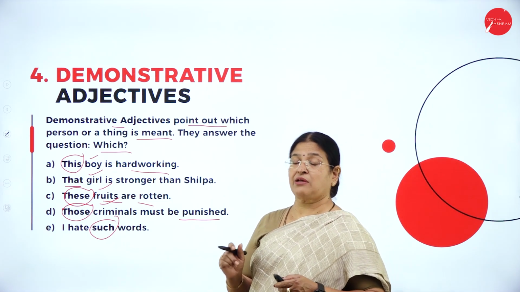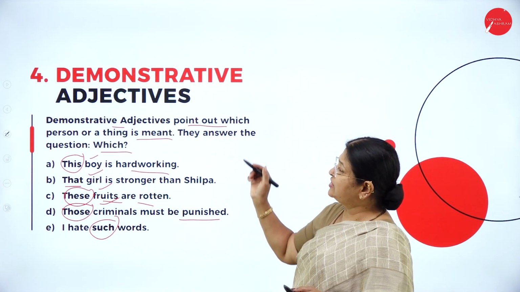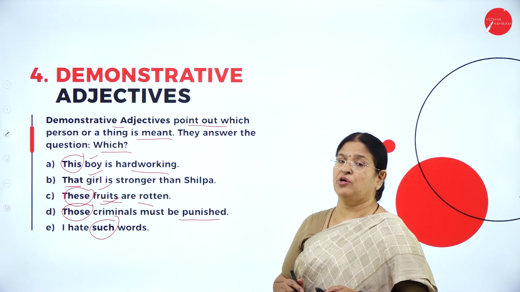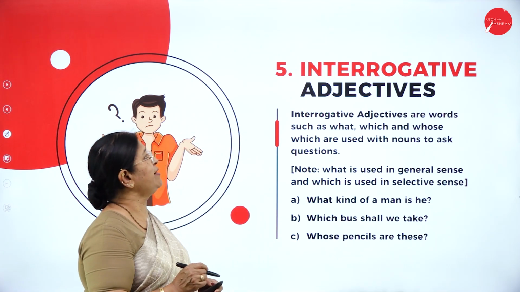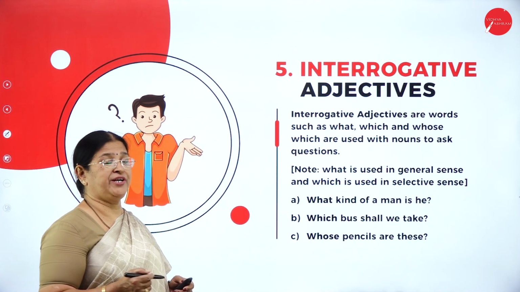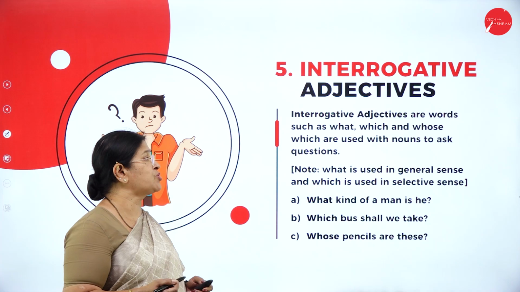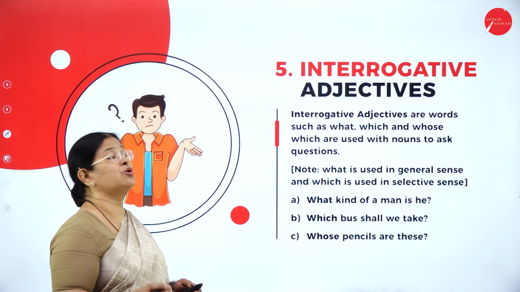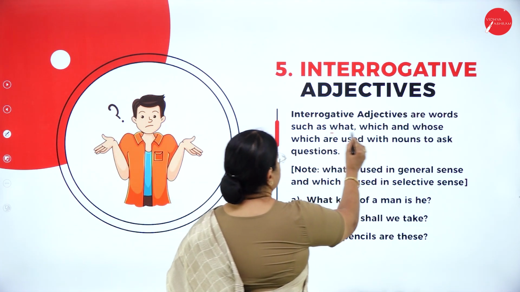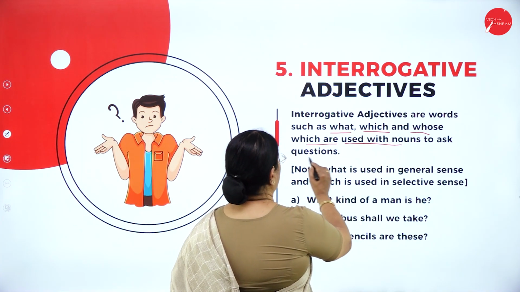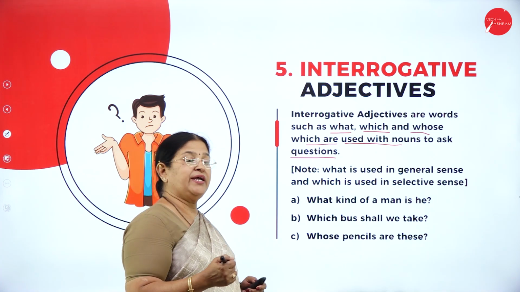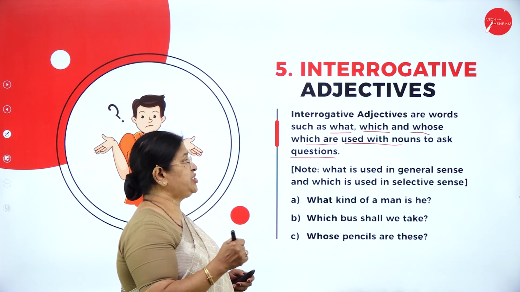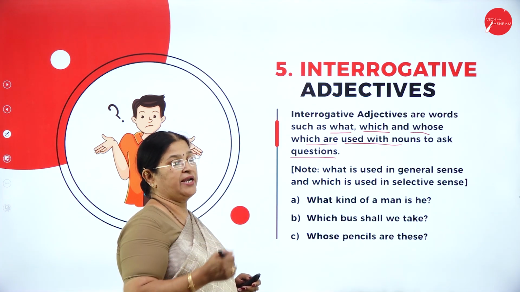So totally there are seven types of adjectives, of which I have explained the first four up to now, the fourth being the demonstrative adjective. Let me move on to the fifth type, which is interrogative. The very word itself will tell you. Interrogative means question; we pose a question. Interrogative adjectives are words such as what, which, whose, which are used with nouns to ask questions. That is the interrogative adjective.